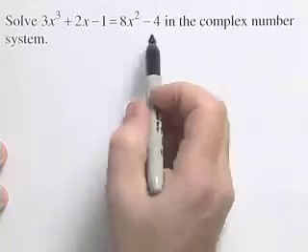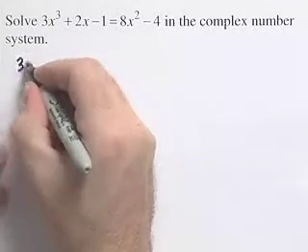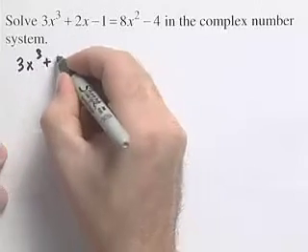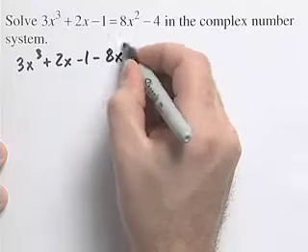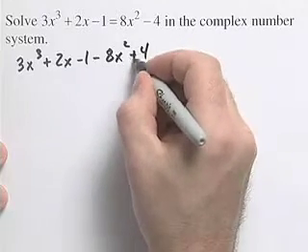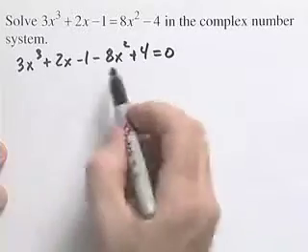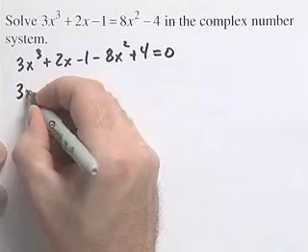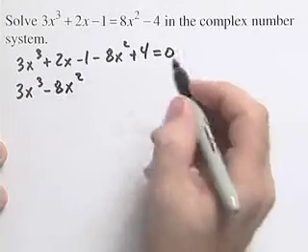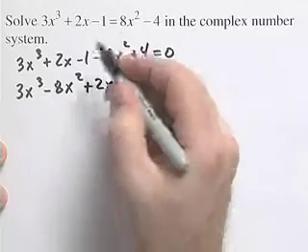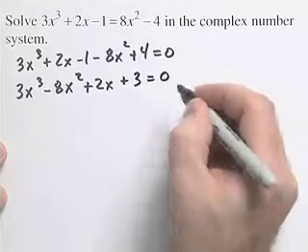First thing we'd like to do is move everything to one side and get the right side equal to 0. So we'll have 3x cubed plus 2x minus 1 minus 8x squared minus 4, plus 4 equals 0. We're going to rewrite this so that the exponents are in decreasing order. We'll have 3x cubed minus 8x squared plus 2x. Then we have a minus 1 plus 4, which gives us plus 3. And that's equal to 0.